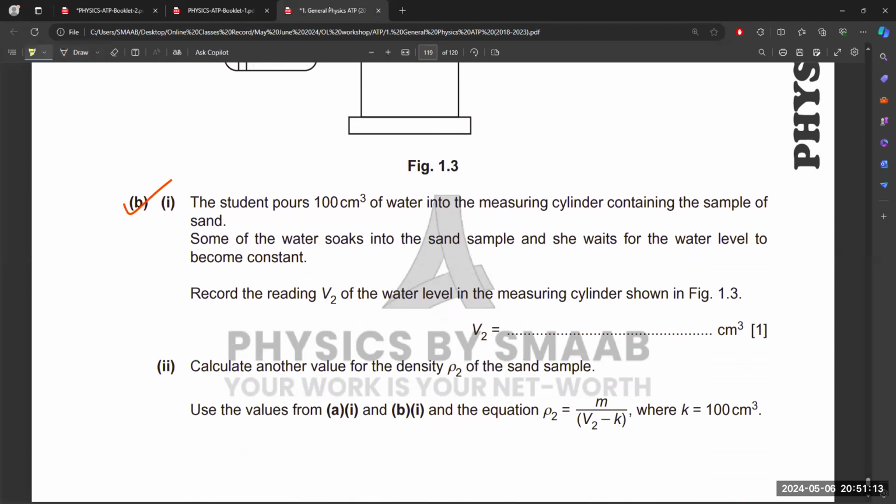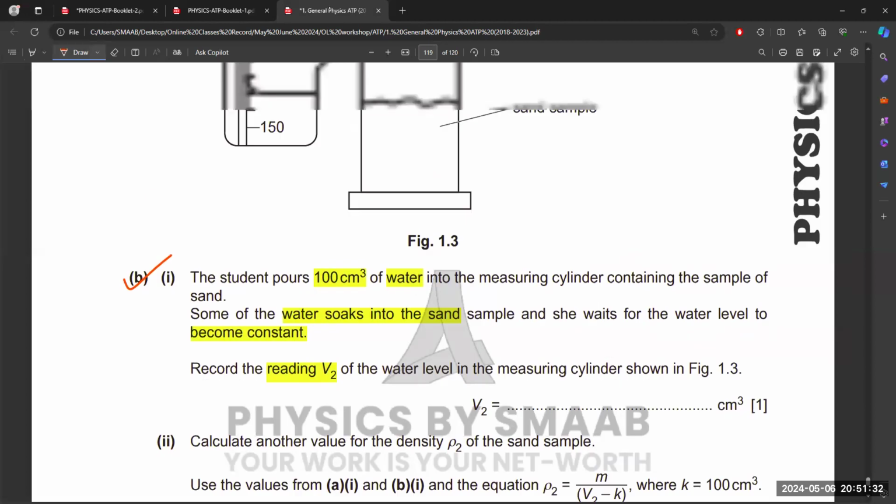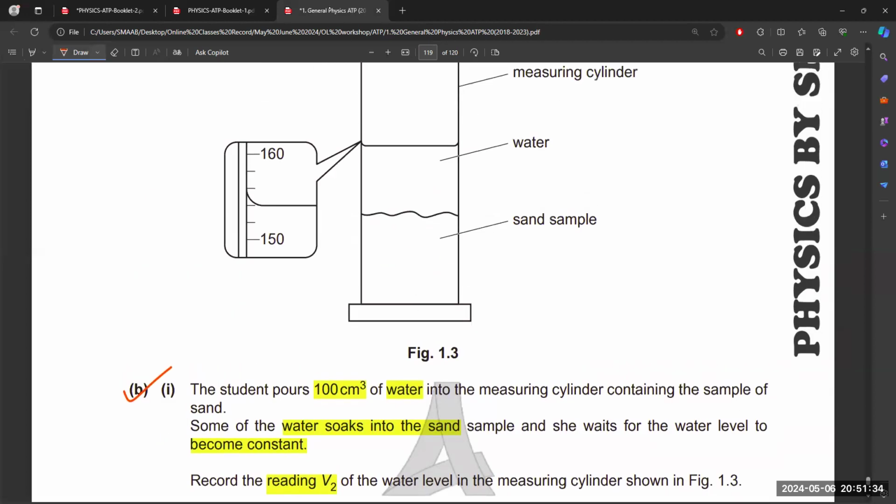Now, a student pours 100 centimeter cube of water into the cylinder containing the sample of sand, some of the water soaks in the sand, and she waits for the water level to become constant. Record the reading V2 of the water level in the measuring cylinder shown in figure 1.3. Now you have to record the value of volume. So now this part is important. There are only 1, 2, 3, 4, 5 divisions, right?